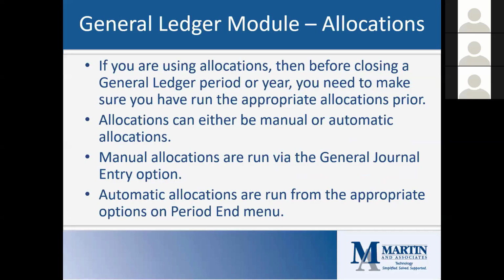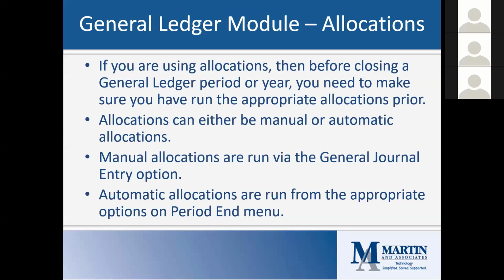Okay, and then we create an allocation in the back end side where we say allocate that amount from that expense to these other 5 telephone expenses based on this criteria. That's an allocation. So you want to make sure you run those prior to closing your year. Allocations can be either manual or automatic.